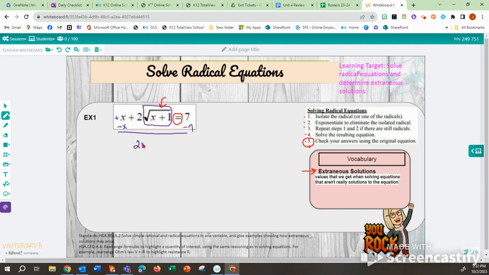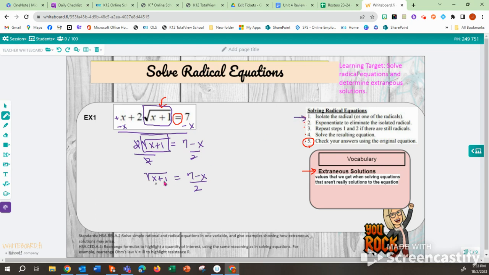That's going to leave me with 2 times the square root of x plus 1 is equal to, I don't know why I wrote minus 7 when I clearly should have written minus x. So on the right-hand side, we can't actually subtract x from 7, so we're just going to write 7 minus x. We're still trying to isolate this radical. That means get it by itself. It's being multiplied by 2, so we're going to divide both sides by 2. That's going to leave me with the square root of x plus 1 is equal to 7 minus x over 2.